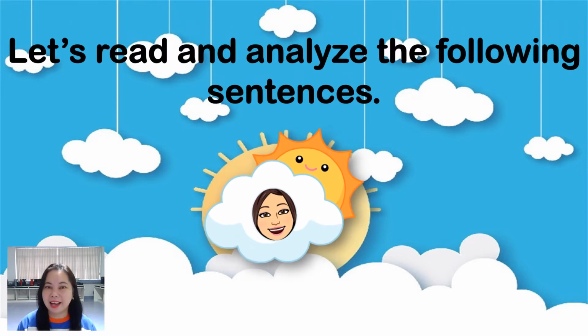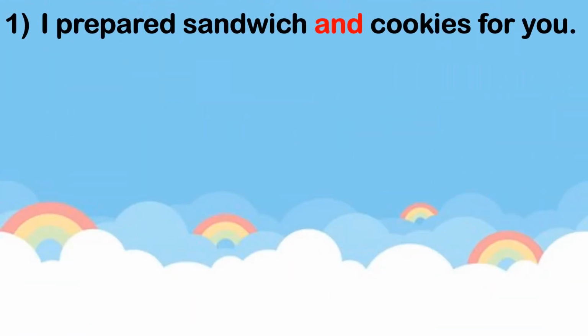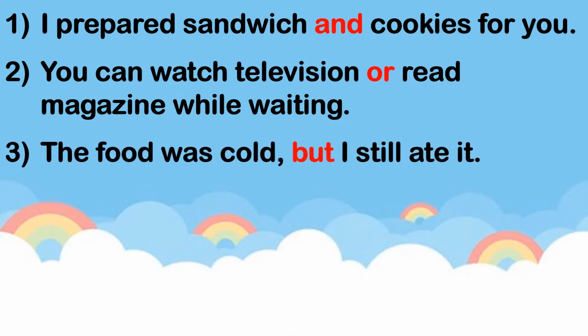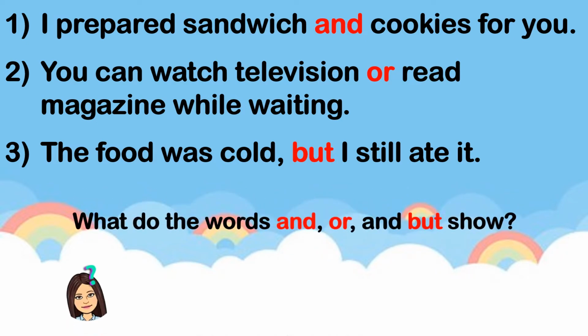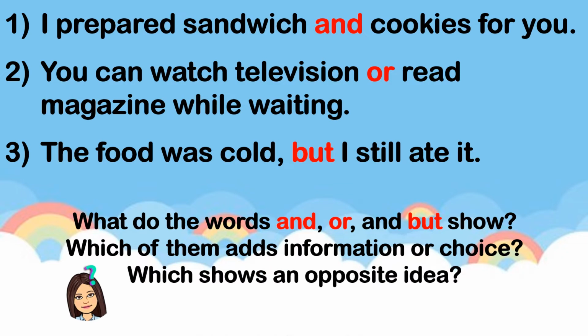Let's read and analyze the following sentences. I prepared sandwich and cookies for you. You can watch television or read magazine while waiting. The food was cold but I still ate it. What do the words and, or, and but show? Which of them adds information or choice? Which shows an opposite idea?